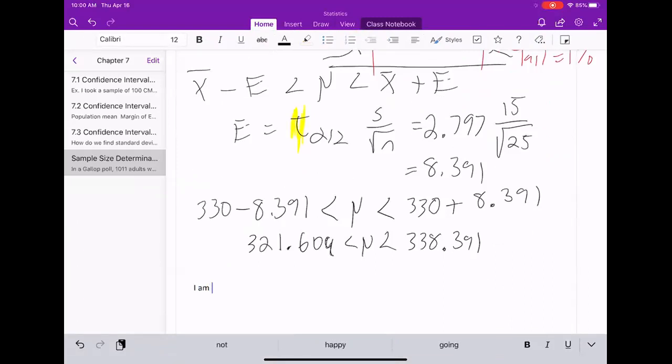So I am 99% confident that the true average calorie count of chocolate energy bars at this company is between 321.6 calories and 338.4 calories.